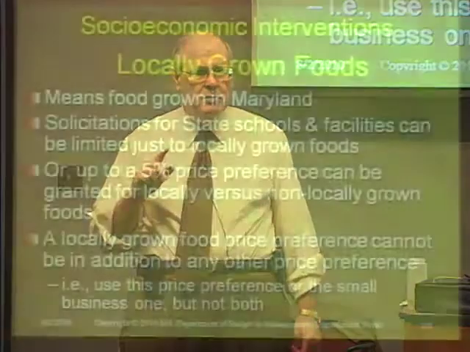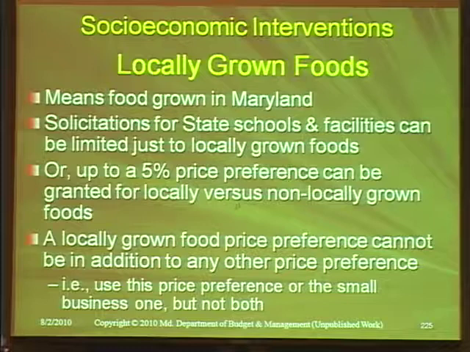Or if you don't say it has to be locally grown, you can give, again, up to a 5% price preference for locally versus non-locally grown food. So then you must say if it's either exclusively for locally grown or if you're going to give a price preference, and then what is the amount of preference percentage?